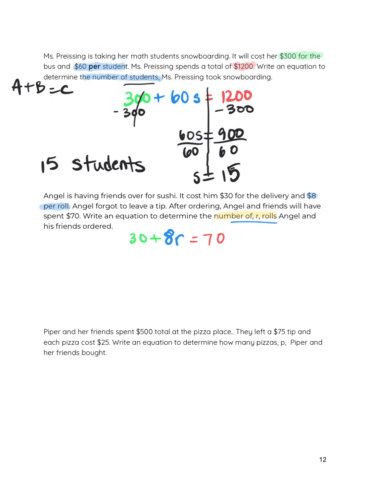All right, now that I have my equation, I'm going to go ahead and solve. Subtract 30, subtract 30. I am left with 8R is equal to 40. Divide by 8, divide by 8. R is equal to 5. So 5 rolls were bought.